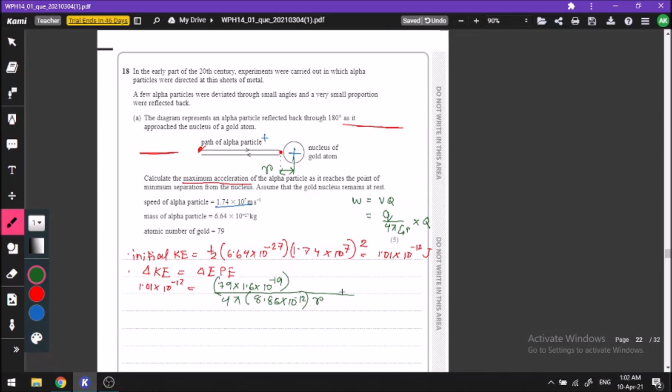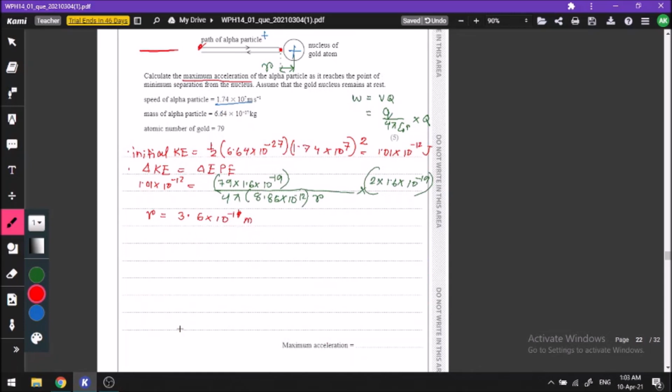So we will leave it like this, times the charge of our alpha particle. There are 2 protons in the alpha particle, so 2 times 1.6 into 10 to the power minus 19. This is the charge of the alpha particle. So this is the capital Q, and this is the small q. That should give you a distance of 3.6 into 10 to the power minus 14 meters. So this is the minimum distance between our alpha and the gold nucleus.